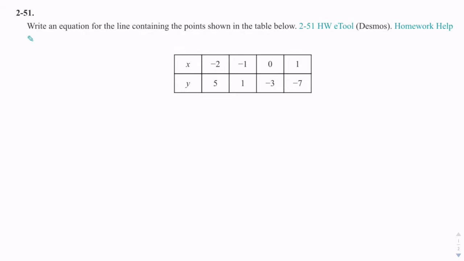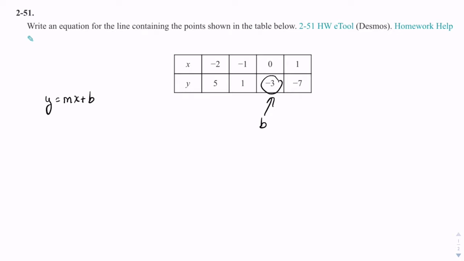In 251, they give us a table and they want us to write the equation for the line, right? So again, we're writing an equation for a line, so it's in the form y equals mx plus b. B is when the x value is 0. That's the y-intercept. So right here, we found the b. There's the b. When x is 0, the y value is the y-intercept.